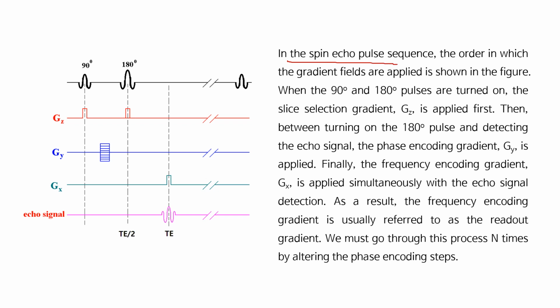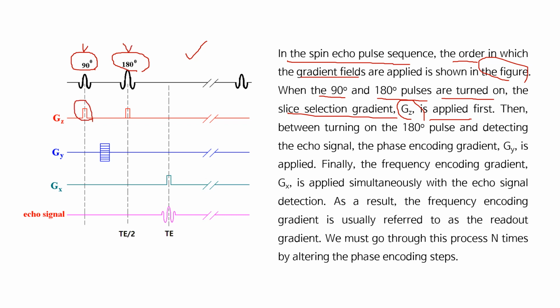In the spin echo pulse sequence, the order in which gradient fields are applied is shown in the figure here. When the 90 degree and the 180 degree pulse are turned on, the slice selection gradient is applied first. So at the moment of the 90 degree pulse and 180 degree pulse, the slice selection gradient is applied.